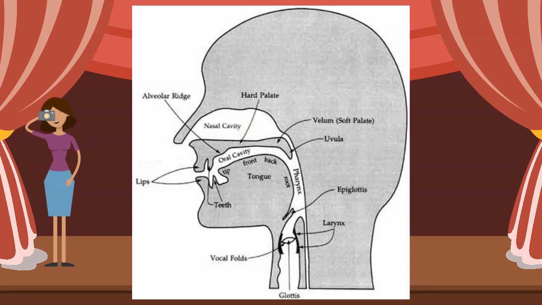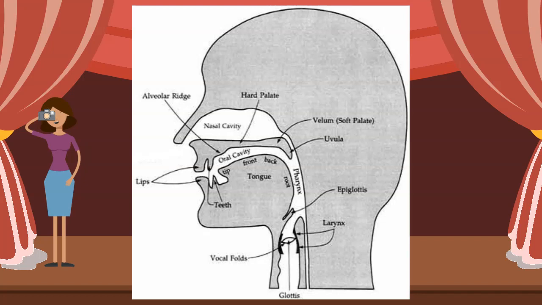Well, we have the hard palate. Do you think we're going to have the soft palate? Yes, we do. So the next part is soft palate or velum, and the adjective for this part is called velar. And we also have what we call uvula. And the adjective is uvular.